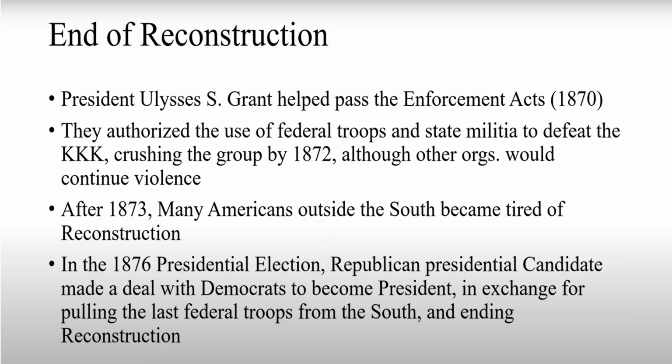So Reconstruction is coming to an end. During Grant's second term, Grant may have made or helped to make some significant progress during his first term with the Enforcement Acts, which largely broke up the KKK, but other organizations began to replace the KKK, like the red shirts that I showed on a previous slide, like the groups that took part in the Colfax Massacre of 1873. And as I said, many Americans, white Americans outside of the South, they were tired of Reconstruction.